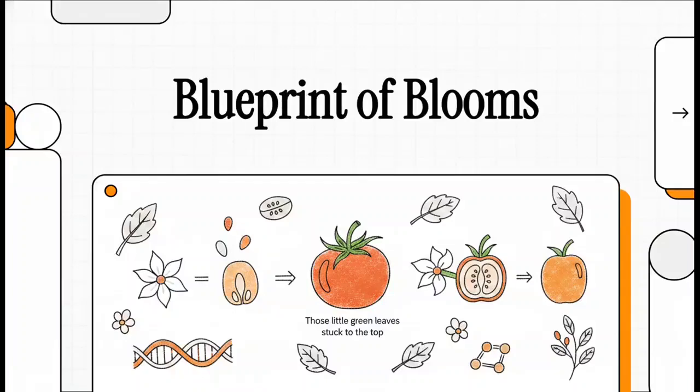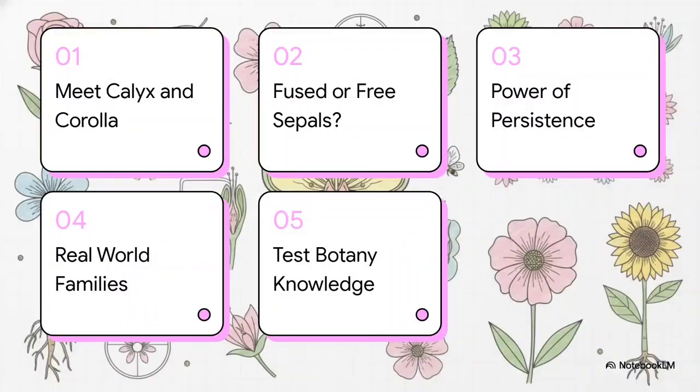In this explainer, we're decoding the blueprint of blooms. We'll translate those intimidating, multisyllabic Latin terms into simple visual concepts that you can actually take with you straight to the grocery store or out into the garden. Let's get into it. Okay, let's dive into this roadmap.